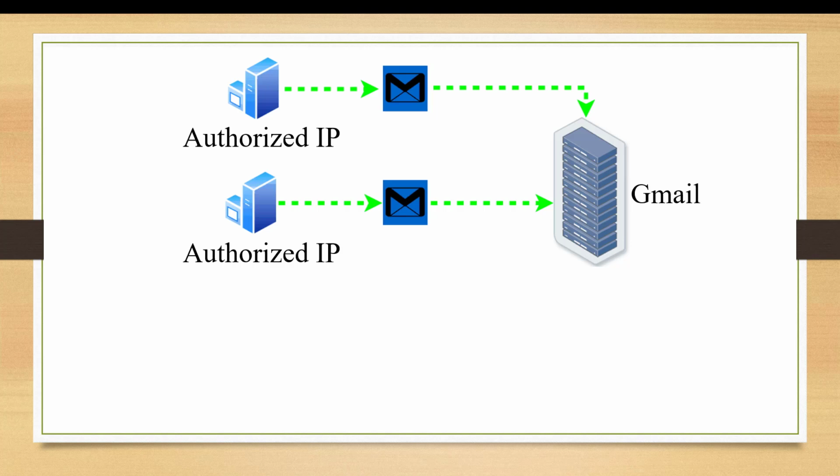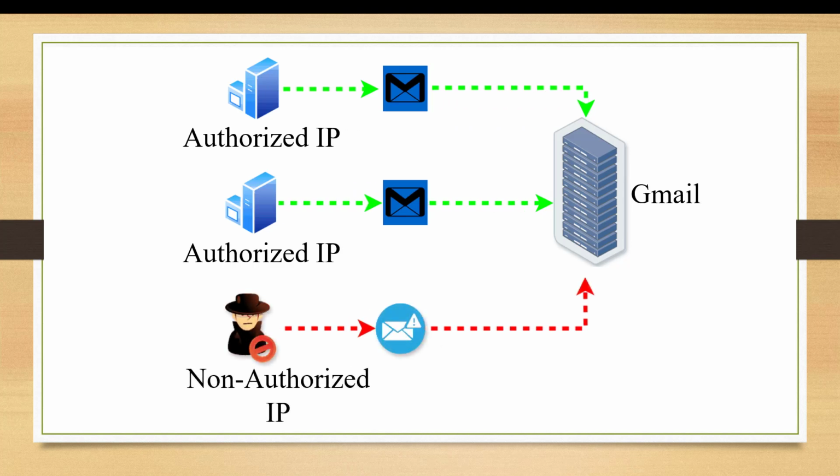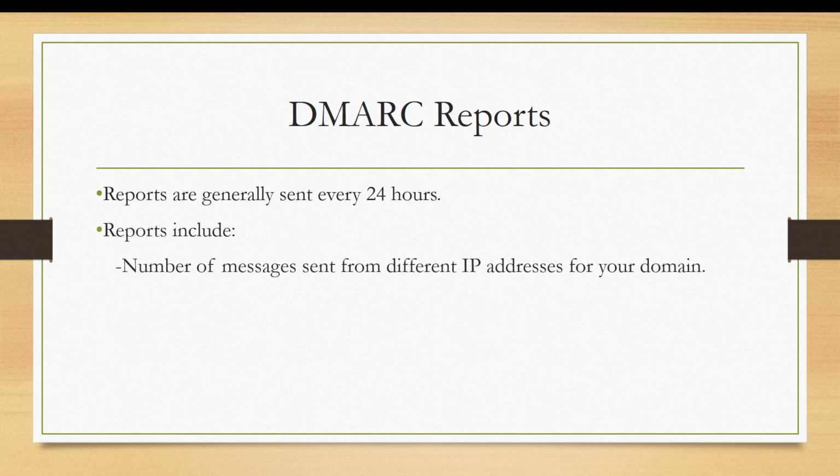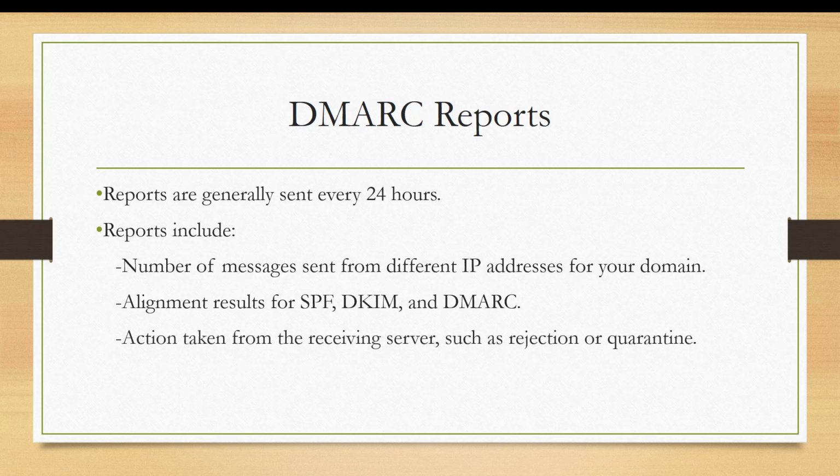Although most emails will be sent from your authorized servers, Gmail will occasionally receive emails where the sender's email belongs to your domain, but the message did not come from an IP address you authorized. Usually these reports are received once every 24 hours and contain information on whether Gmail treated these messages as good or spam. In short, these reports include the number of messages sent from different IP addresses, including those belonging to you and others, alignment results for SPF, DKIM, and DMARC, and the action taken by Gmail, such as rejection or quarantine.